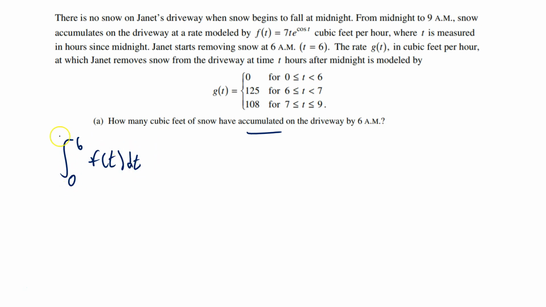Right, because there's nothing on the driveway initially, technically I should have the amount of snow at time t equals 0, but I don't have to worry about that. All I have to worry about is the accumulation. Actually, I shouldn't even have that there. Even if there were 12 inches of snow on the driveway to start, they only want to know the accumulation. They don't want to know how much snow is on the driveway.